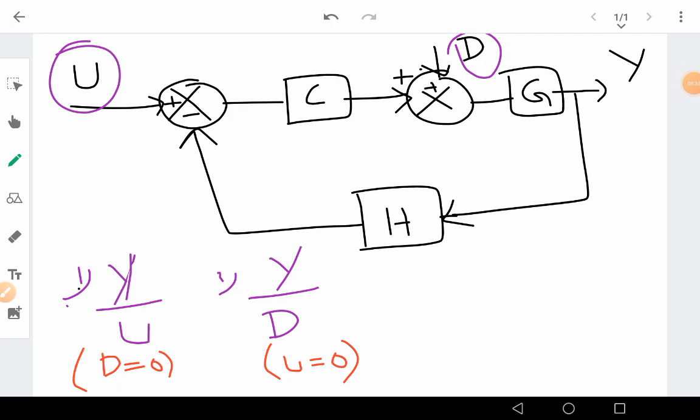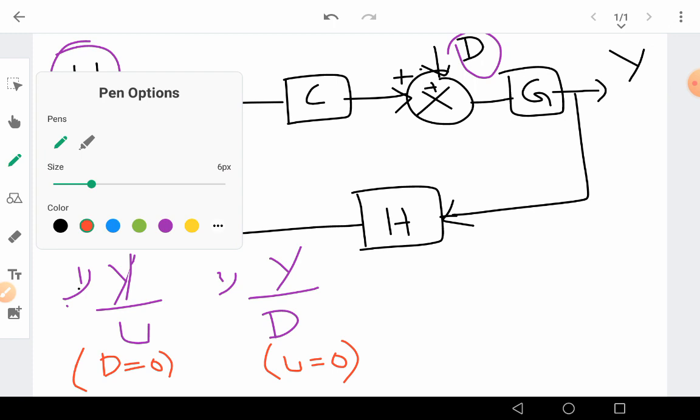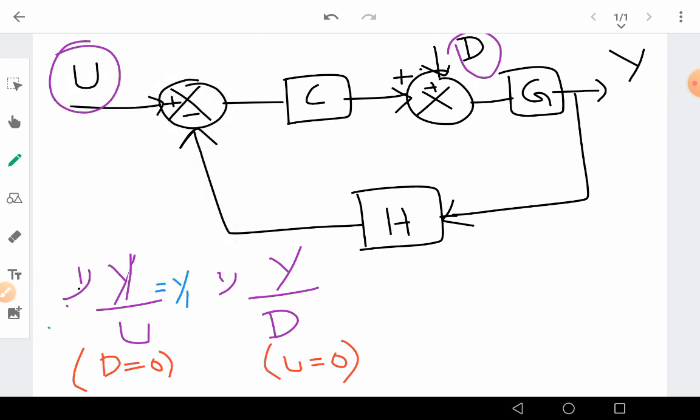Then if I have two transfer functions, one with u input and d equal to 0, and one with d input and u equal to 0, let me consider y1 as the output when u is the input and d is 0, and y2 as the output when d is the input and u is considered 0. So the net output is y1 plus y2 according to the superposition theorem. Let's try this one by one. First we will find y1, then we will find y2. You can see the question simplifies dramatically. So let's find y1.